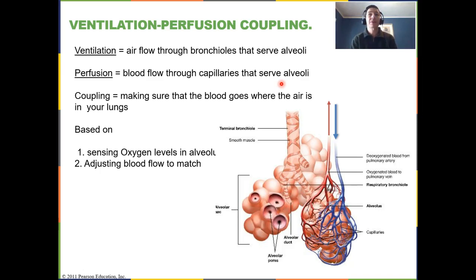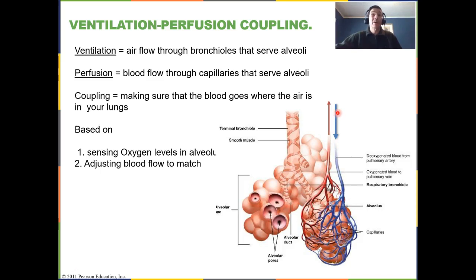Then we have this process or phenomenon called ventilation-perfusion coupling. We should first define our terms. So ventilation simply means airflow. This is how much air is moving through a bronchiole or into individual alveoli. Perfusion refers to how much blood is flowing through the capillaries.